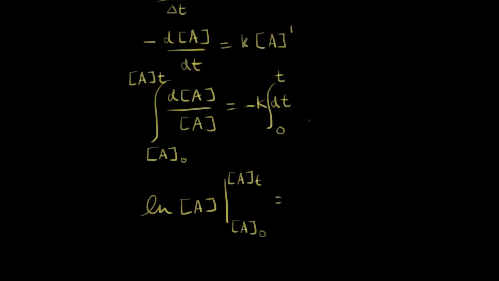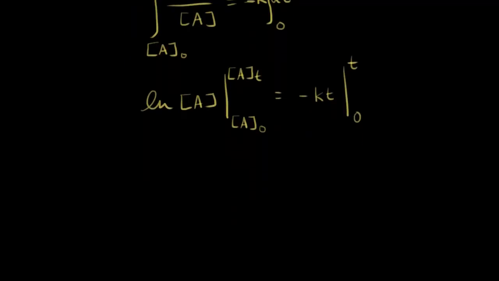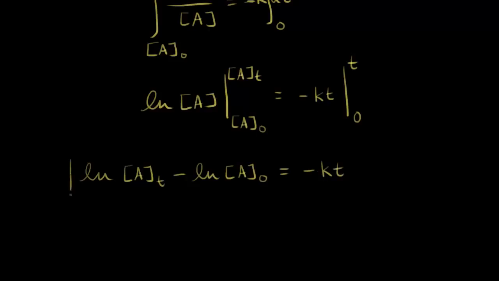And on the right side, integral of dt is just t. So we have negative kt evaluated from 0 to t. Next, we use the fundamental theorem of calculus. So on the left side, we would have natural log of the concentration of A at some time t minus the natural log of the initial concentration of A. And then on the right side, we would have negative kt. And so this is one way to write the integrated rate law.